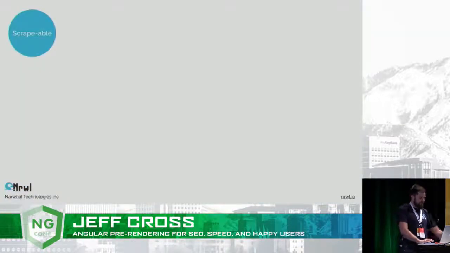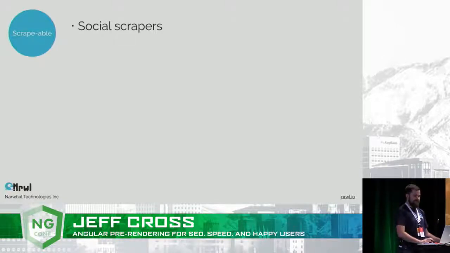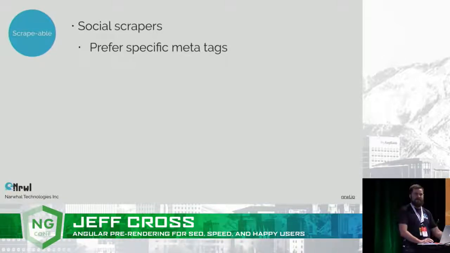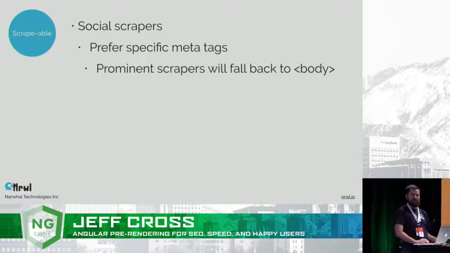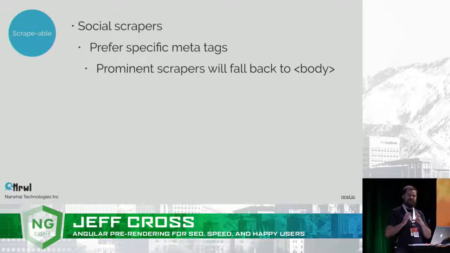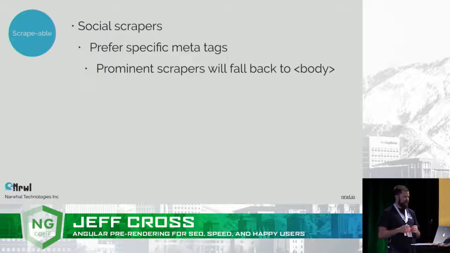So, scrapable. Social scrapers like to see some things on your page, like specific meta tags. The prominent scrapers all want to see their own kind of meta tags, like Facebook and Twitter have meta tags they recommend you use. In some cases, they'll look at the body to figure out what content there is, so when somebody shares something to Facebook, it'll show a little bit of a preview in the timeline of what your content is.